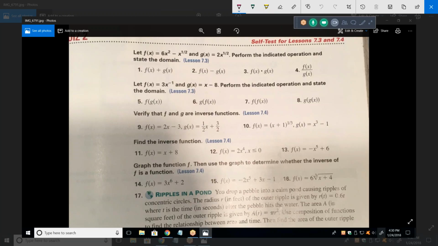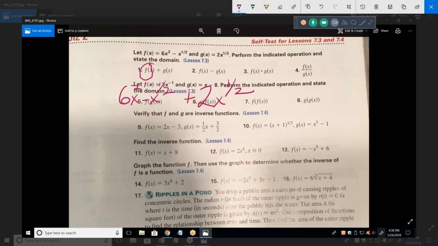In other words, we're going to take that function and we're going to write it like this: 6x squared minus x to the 1/2. And we're going to add it to this function, which is 2x to the 1/2. Whenever you're combining terms, the only things you can combine are like terms, at least if everything is being added or subtracted. It's not the same as multiplication.